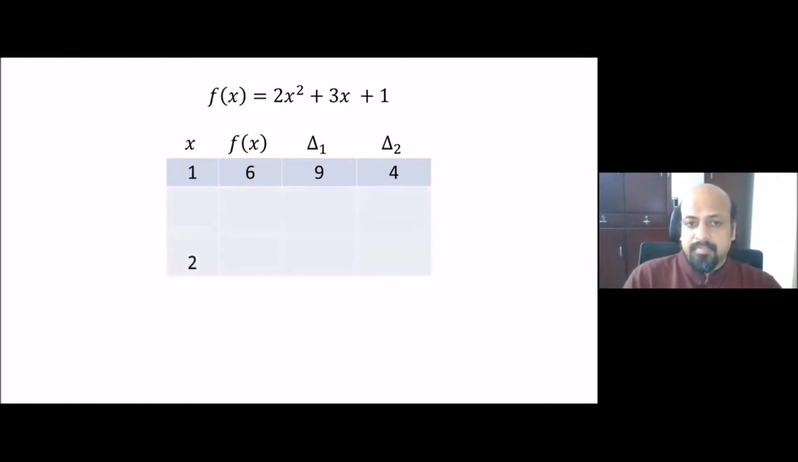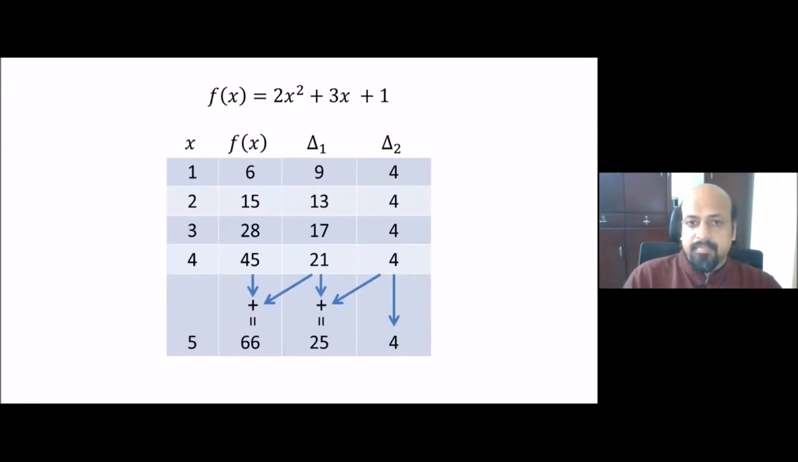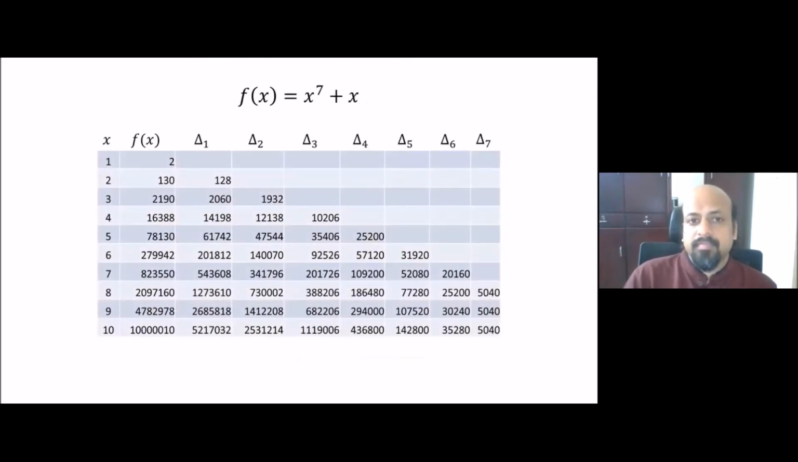To fill in the second row, we add the number above each cell with the number above and to the right. And so on, ad infinitum. This method is completely general. For any polynomial of degree n, if you build a similar table with n difference columns, you can compute the next row's values using only n additions.